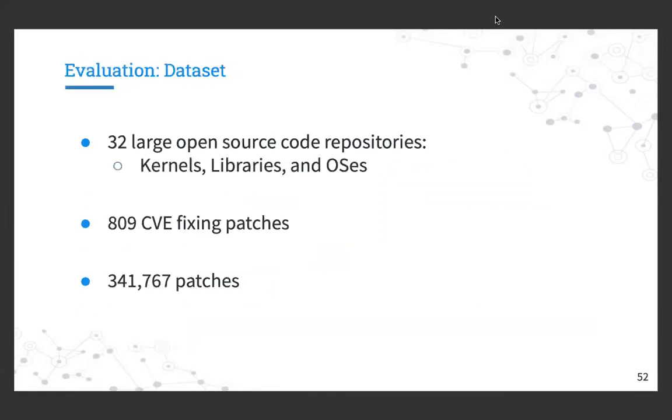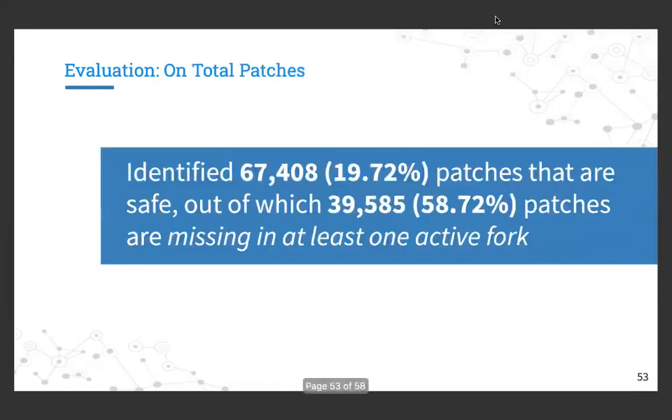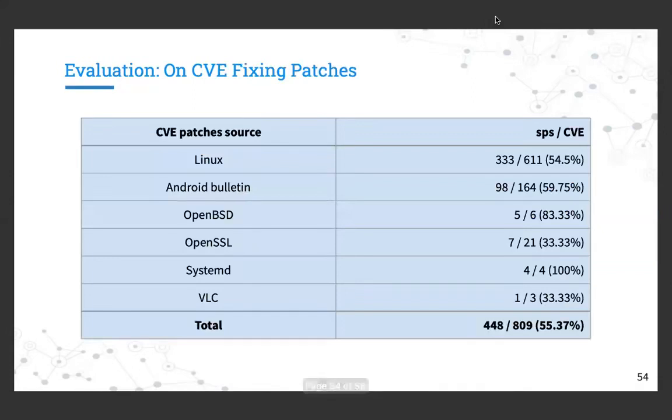We performed a large-scale evaluation of Spider, specifically on 32 large open source code repositories, which included kernels, libraries, and operating systems. We also evaluated on 809 CVE-fixing patches. In total, we evaluated on 341,000 patches. We identified that 19% of these 341,000 patches are safe, out of which 58% of the patches are missing in at least one active fork. And on CVE patches, we identified that 55% of the patches are safe. That means even in the absence of CVE numbers, Spider could have helped in propagating 58% and 55% of the patches to all the vendor repositories.